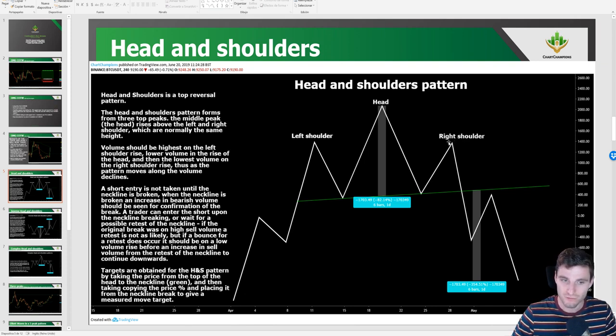And then obviously as you break the neckline, you are breaking through, and this is the most important thing. As you break through the neckline, you want to see this part of the breakdown on very, very high bear volume. So let's say it's 15, 20 million sell volume coming in here, okay?